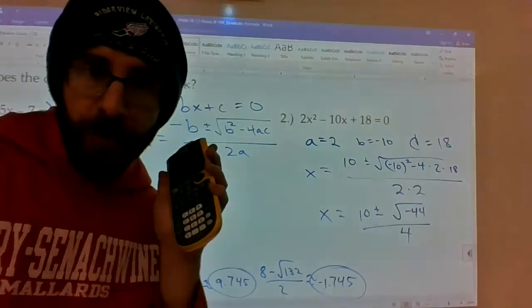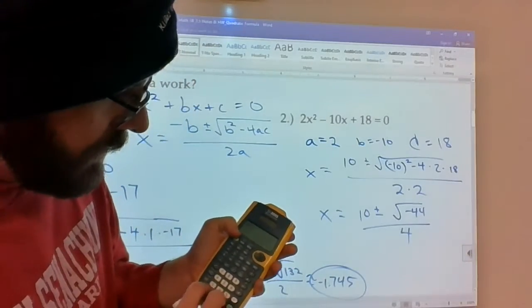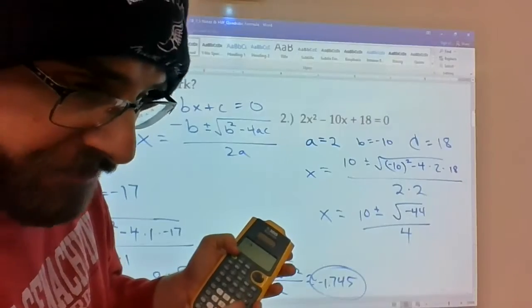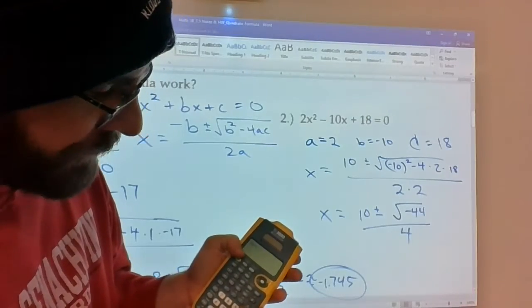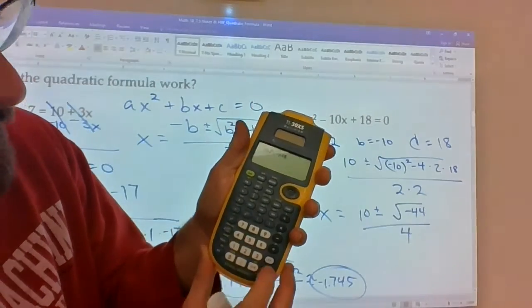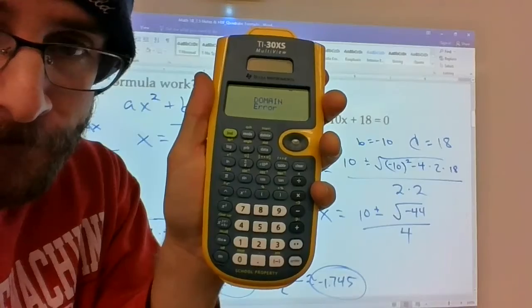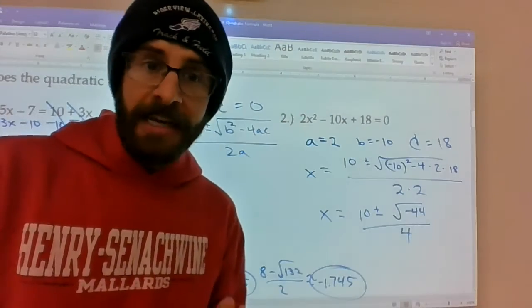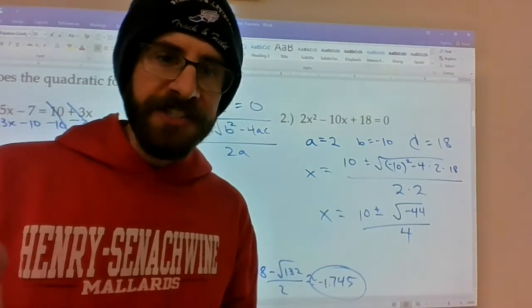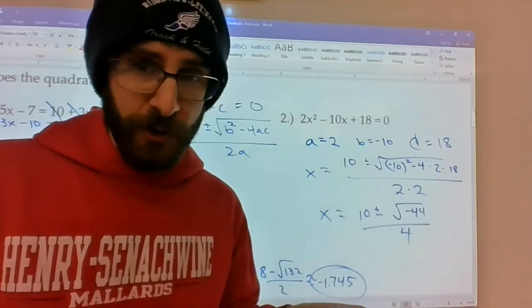Now, you guys might run into a snag every once in a while if there's a negative under the square root. So if I took 10 plus square root negative 44 and hit equals, I get this thing. It says domain error. And the idea is, at least with what we know now, you cannot square root negative values. There are no real solutions there.